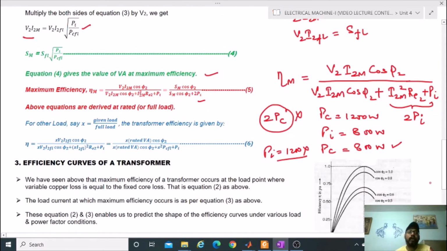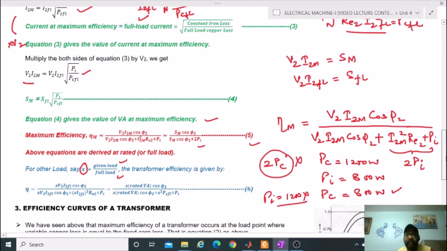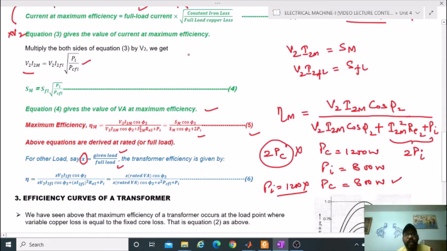Okay, one more formula. The above equations which we have derived till equation number 5 are for rated load calculations, when we are given the full load current or the rated load. If we have to calculate the efficiency of a transformer at any other load, suppose that other load is X, meaning X is equal to given load by full load. What does it mean? It means, suppose we are given 50% of load.